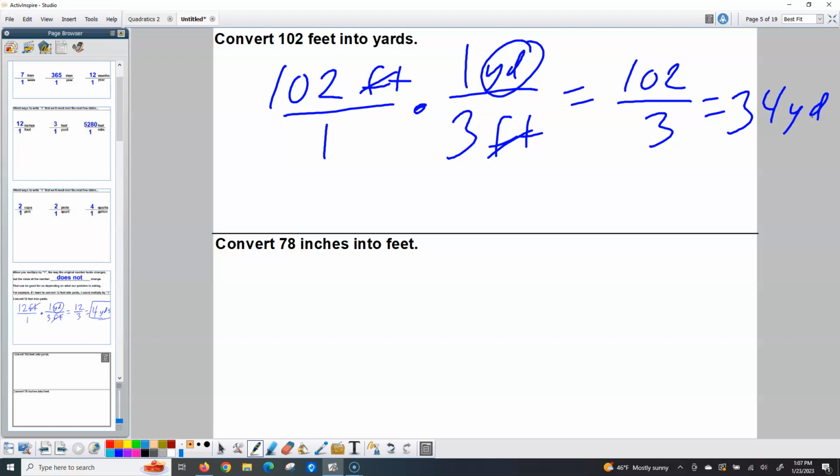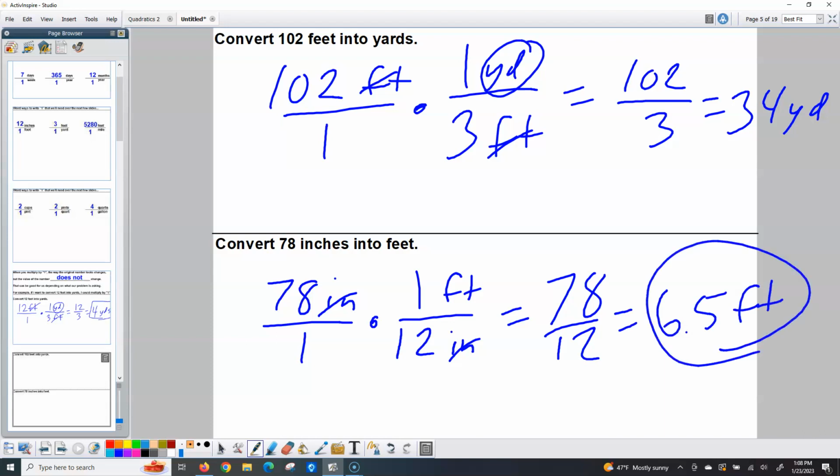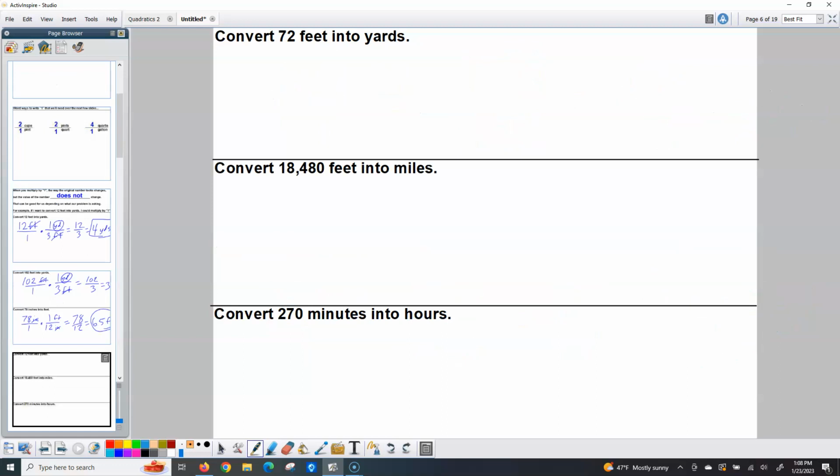Same kind of stuff with that next example. You'd have 78 inches, and you want to convert that into feet. So I'm going to have 12 inches is 1 foot. And I'm going to cancel out my inches. And 78 over 12 is equal to 6.5 feet. Same kind of stuff on each of those. I'll let you practice those.